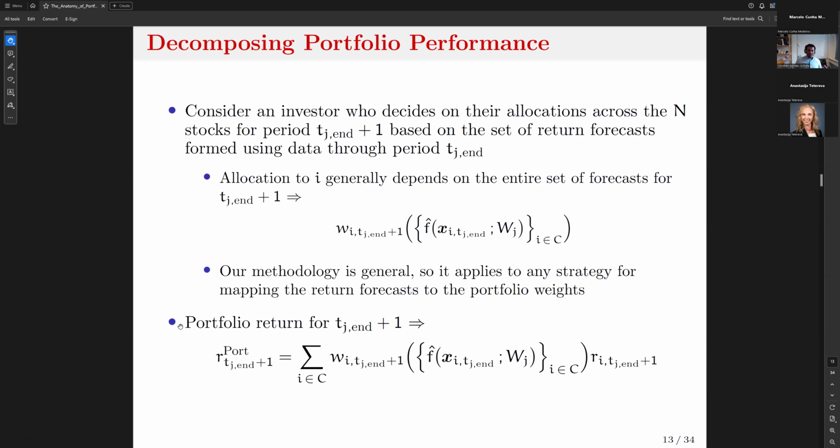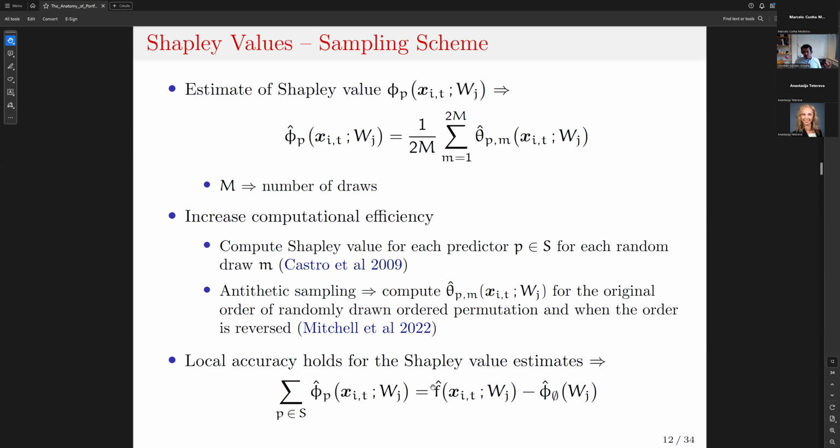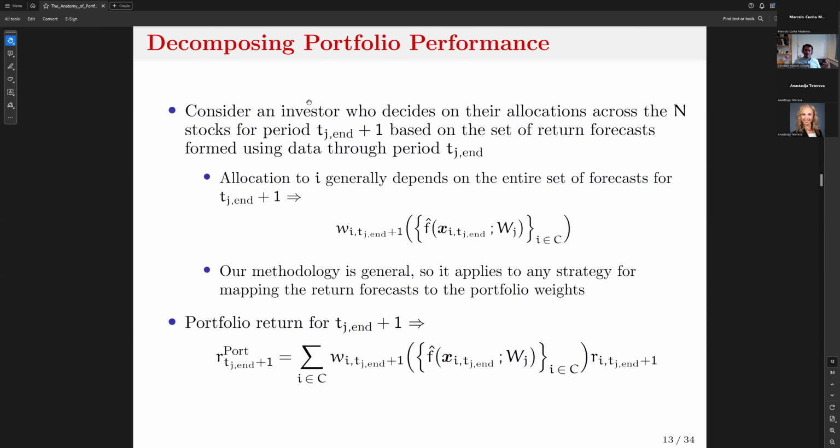Then, how do we know how to decompose the predictions of the model? This is like the classical Shapley value in machine learning. And then we say, okay, how do we decompose portfolio performance?